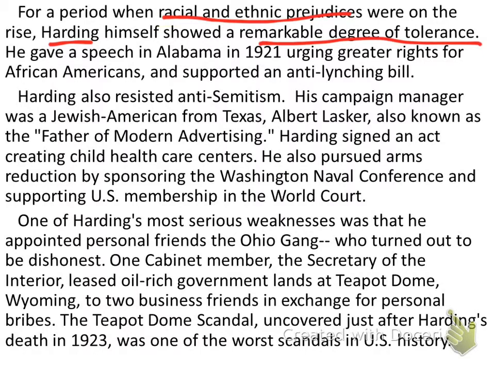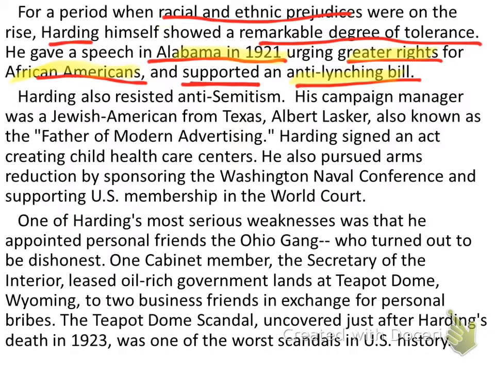Anyway, getting back to Harding, he gave a speech in Alabama in 1921. Alabama is part of the Old South. I mean, this is Jim Crow. This is segregation. Lynching is a way of life in many cases down there. Harding urged in Alabama in 1921 greater rights for African Americans and supported an anti-lynching bill. So here you have this Yankee, this Northerner, going to Alabama in 1921, demanding greater rights for African Americans, and he supported an anti-lynching bill.